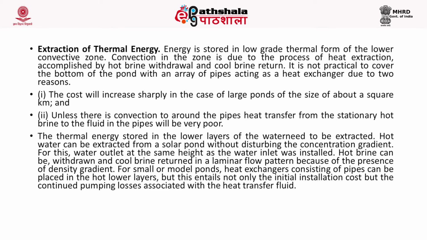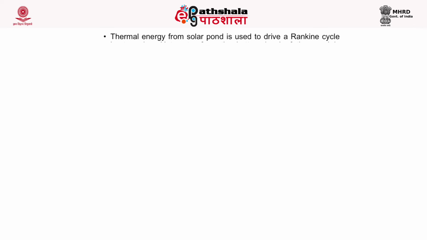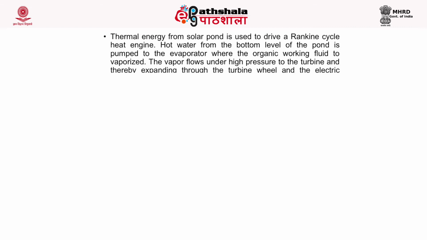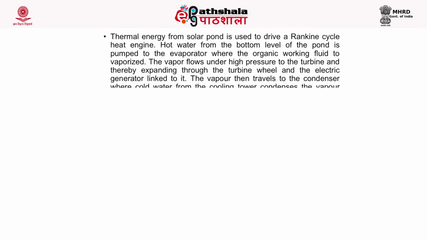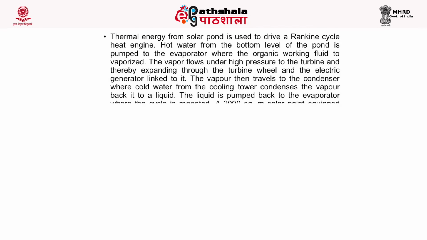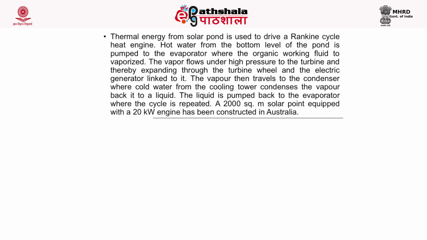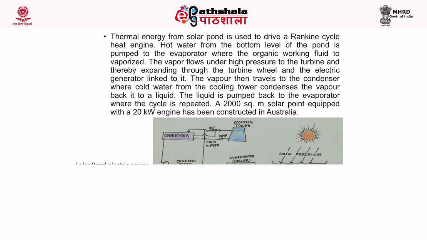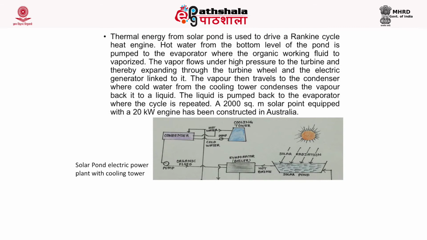But this entails not only the initial installation cost, but the continued pumping losses associated with the heat transfer fluid. Thermal energy from the solar pond is used to drive a Rankine cycle heat engine. Hot water from the bottom level of the pond is pumped to the evaporator. You can see in this figure, the hot water from the bottom level of the pond is pumped to the evaporator where the organic working fluid is vaporized.